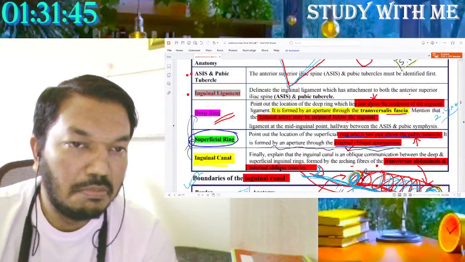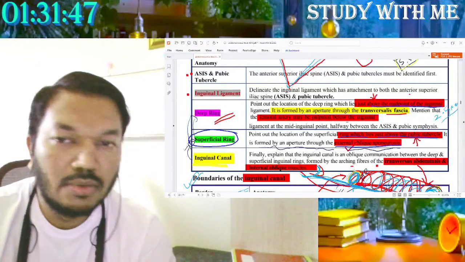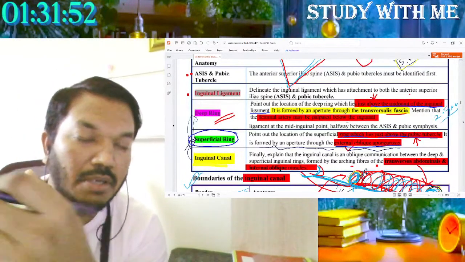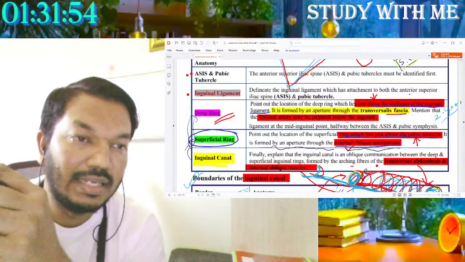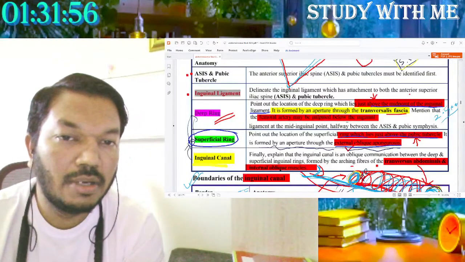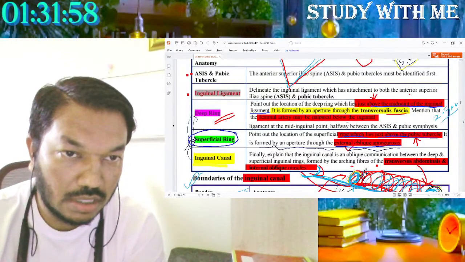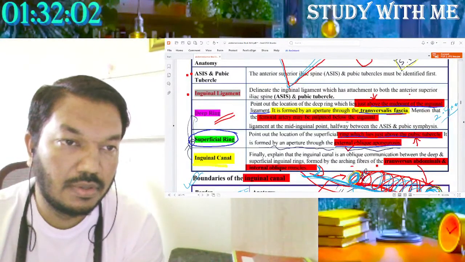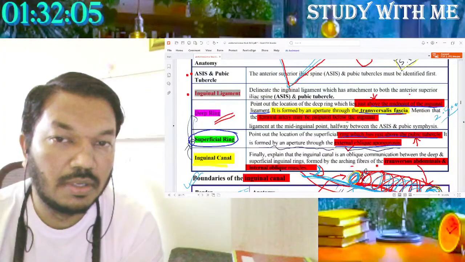And the deep ring is just above the midpoint of the inguinal ligament. Deep ring just above the midpoint of the inguinal ligament. It is formed by the aponeurosis through the transversalis fascia. Transversalis fascia.